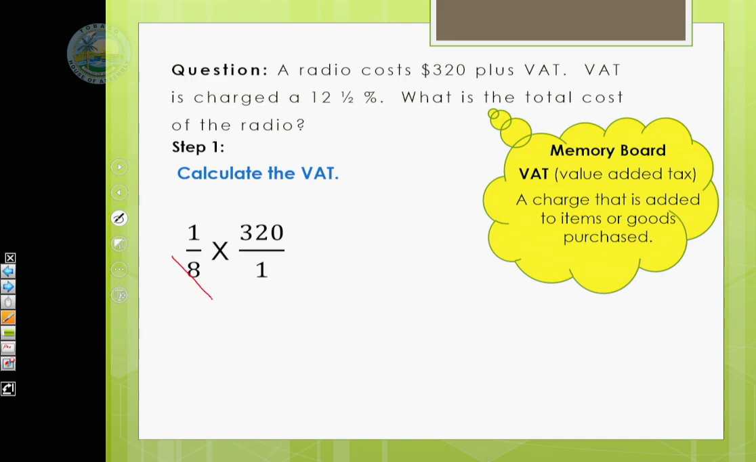8 into 8 is 1. 8 into 32 is 4. 8 into 0 is 0. So therefore, our V.A.T is $40. Our V.A.T is $40.